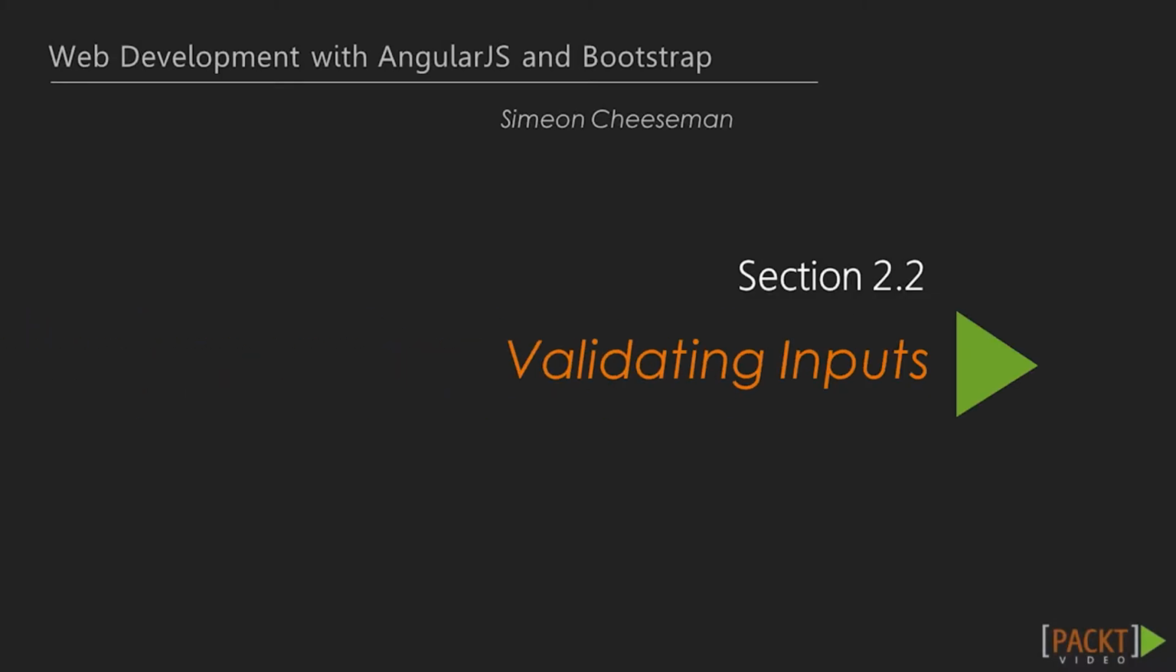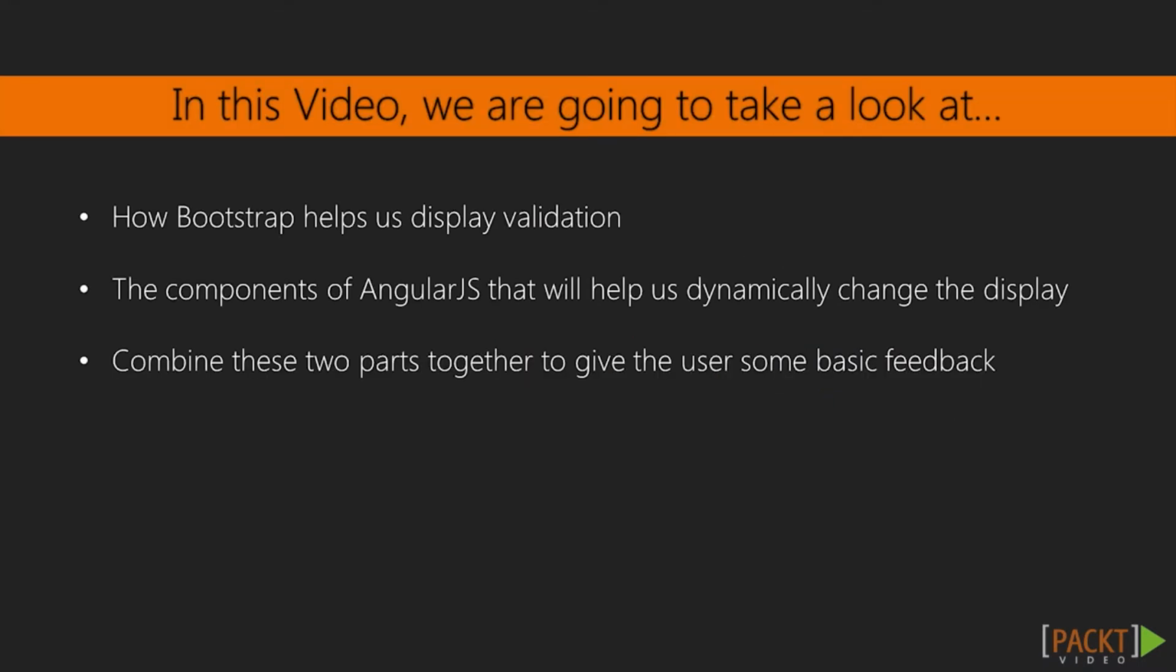Welcome back to Web Development with AngularJS and Bootstrap. In the last video, we looked at adding an input onto the page, styling it with Bootstrap, and binding the data with AngularJS. In this video, we'll have a look at how to make sure the user inputs valid data and how to let them know when it's invalid. To start, let's decide how we want the inputs to look when they aren't correct.